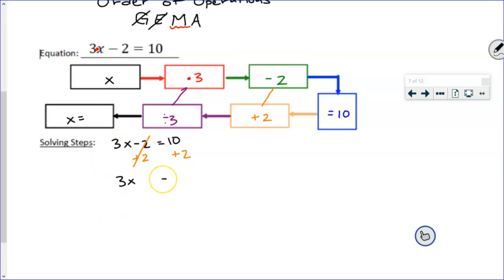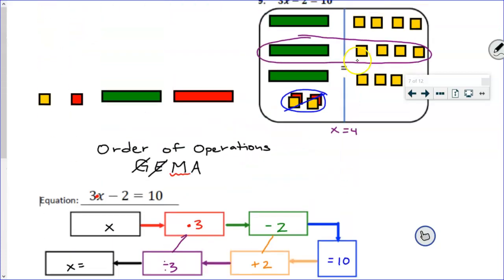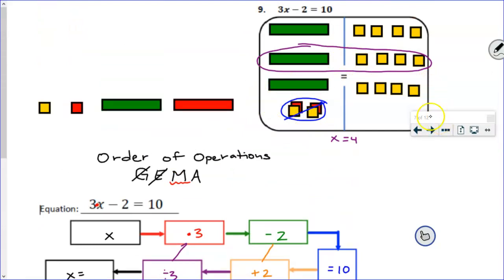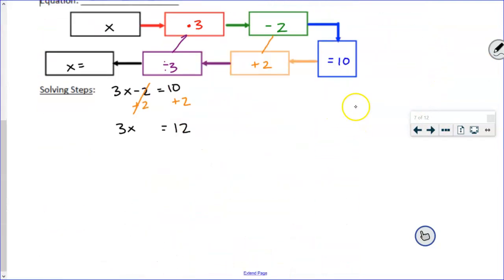What is it equal to and balanced with? I don't take the 10, I don't take the 2, I do what it says, 10 plus 2. And 10 plus 2 is 12. Just like we saw when I added these 2 tiles and then balanced it, adding the 2 tiles over here. We now have 3x tiles balanced with 12 unit tiles. The next step to solve, we have now added 2 to each side and simplified it.